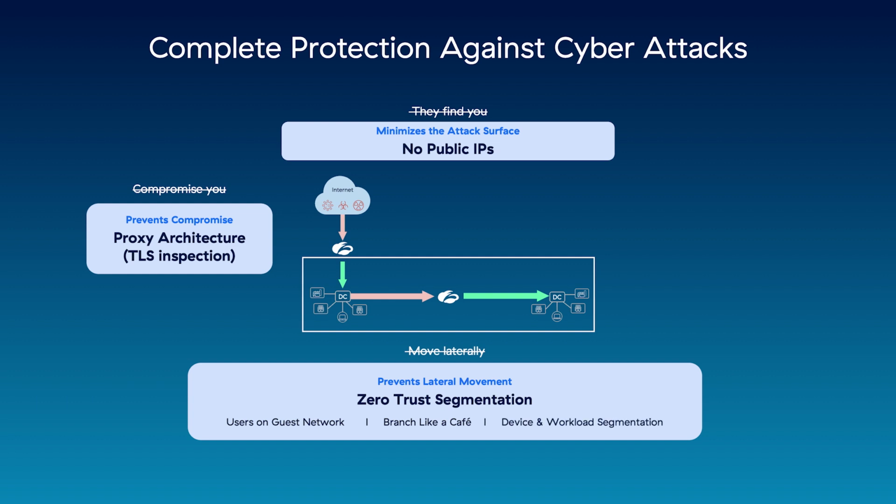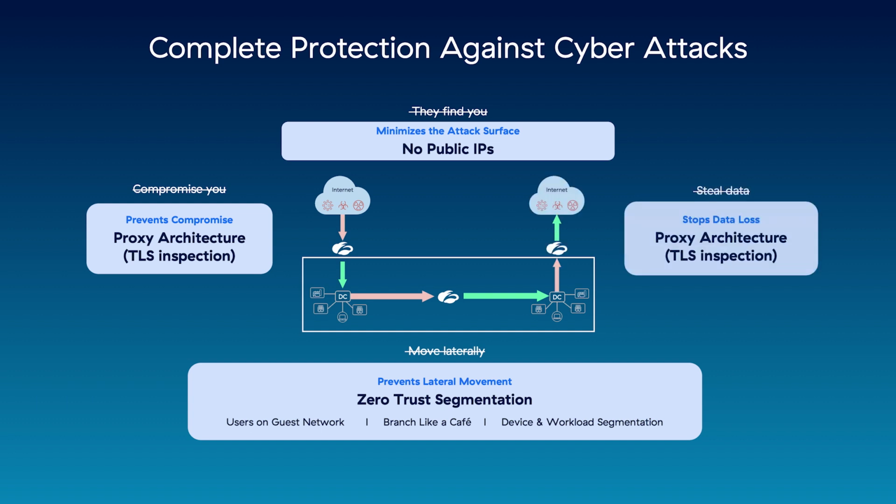Number 3, device segmentation inside the branch office, where one infected IoT device can infect another one. And number 4, prevent data loss. Since we are like an international airport, all traffic to the internet goes through us. We can inspect traffic and enforce policy to stop any stuff from leaking out.